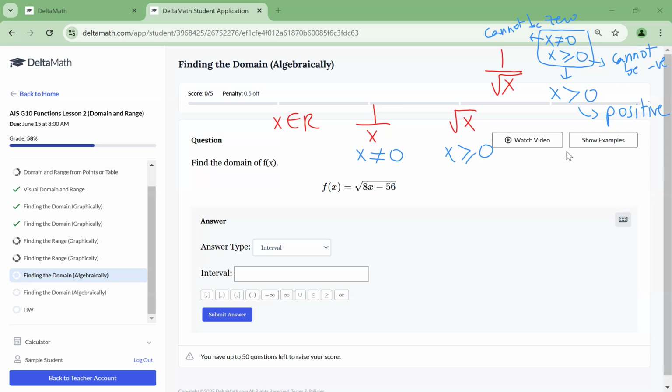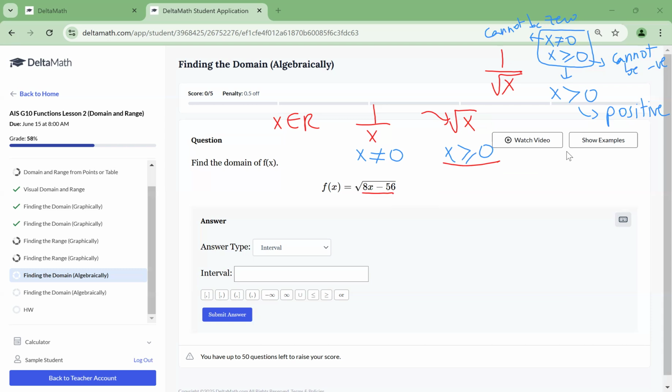So for this question here, we are dealing with the second case where we have a root. However, under the root, we don't have x, we have an expression of x. So instead of x greater than or equal to 0, we're just going to write the expression and solve.